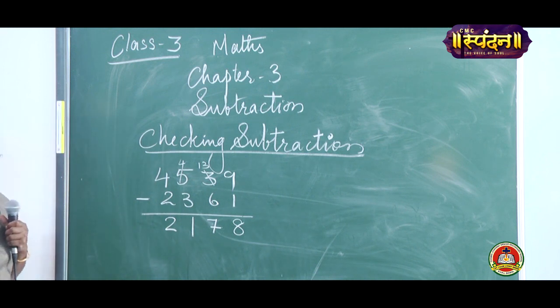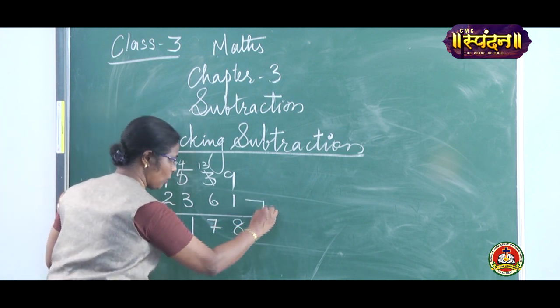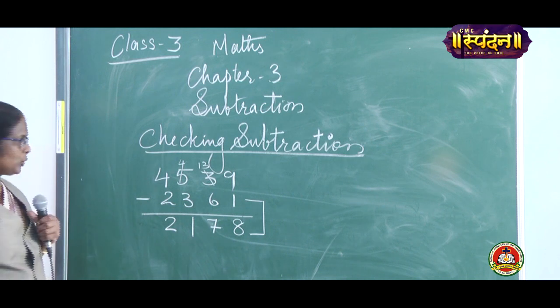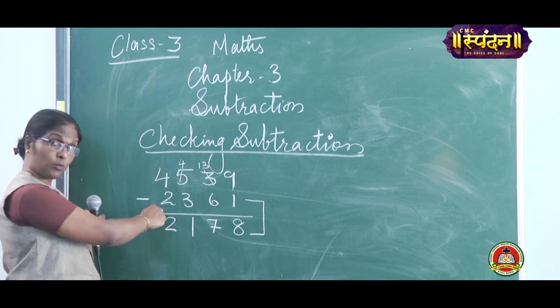Now I have to check the subtraction which I have done, the difference that I have got, whether it is correct or not. For that, what I have to do is add the smaller number and the difference, the answer that I have got. I have to add these two numbers. This is the smaller number out of these two numbers.